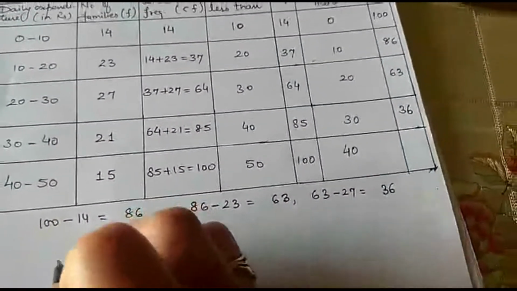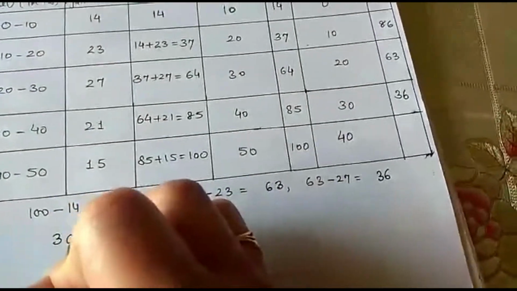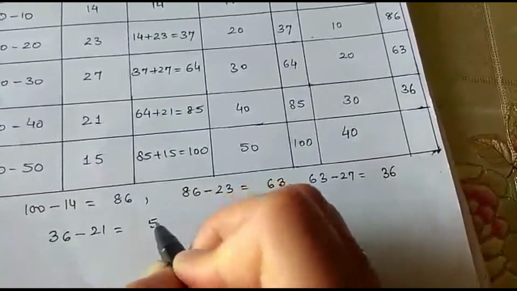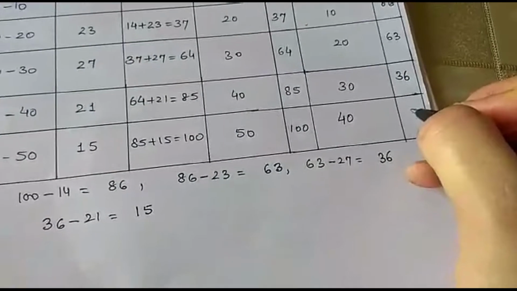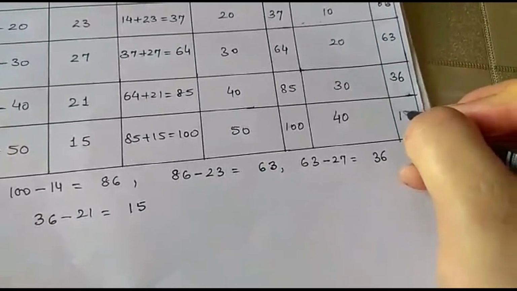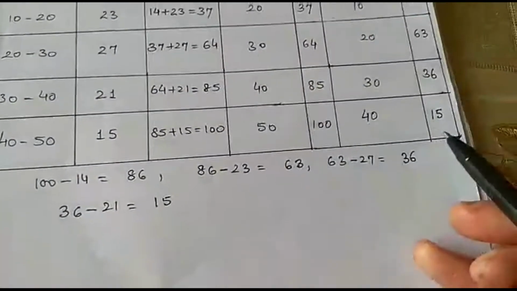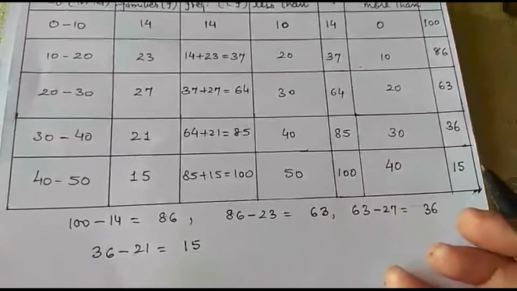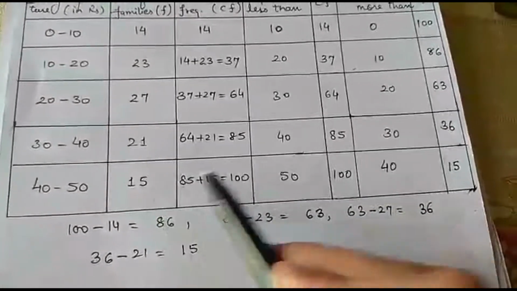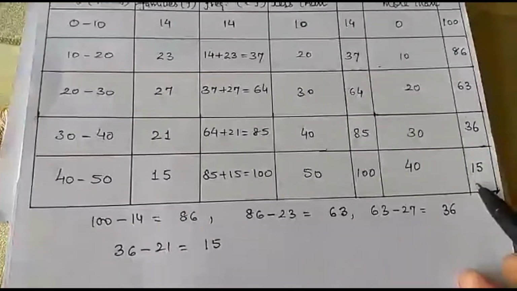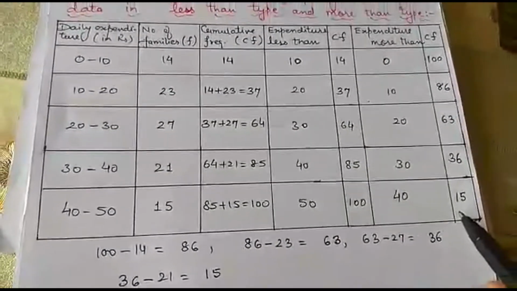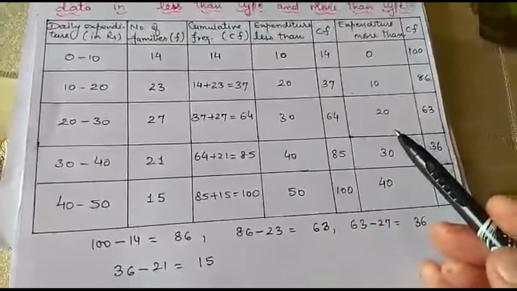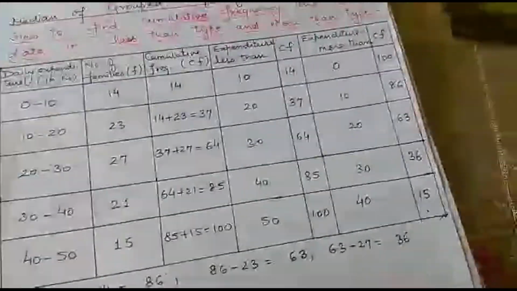Next is 36 minus the next frequency, 21, so 15 will come in. So can you see something? This and this, both last values are coming the same. So this is the important thing: the last you will get is the same frequency. So your calculations are correct then. So is it clear how to convert the given group frequency distribution into less than type and more than type data?